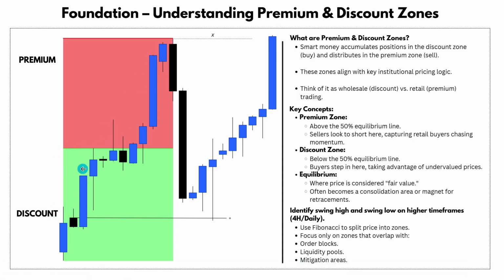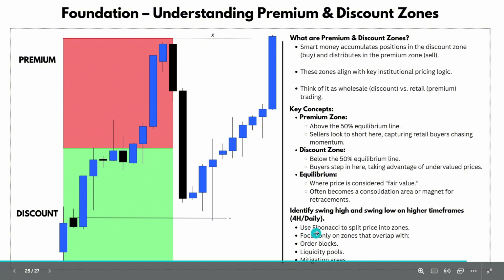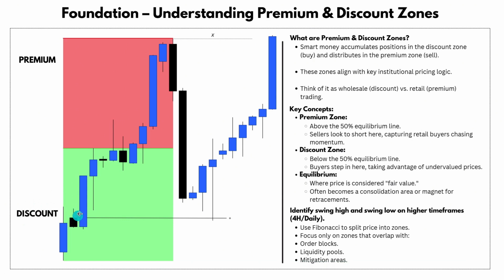In the low range, below that 50%, is our discount zone. In the high range, above that 50%, is our premium zone. Then we're only going to focus on zones that overlap with the following. As you can see, we have order blocks, liquidity pools, or mitigation areas. In these discount zones, we have an order block right here.